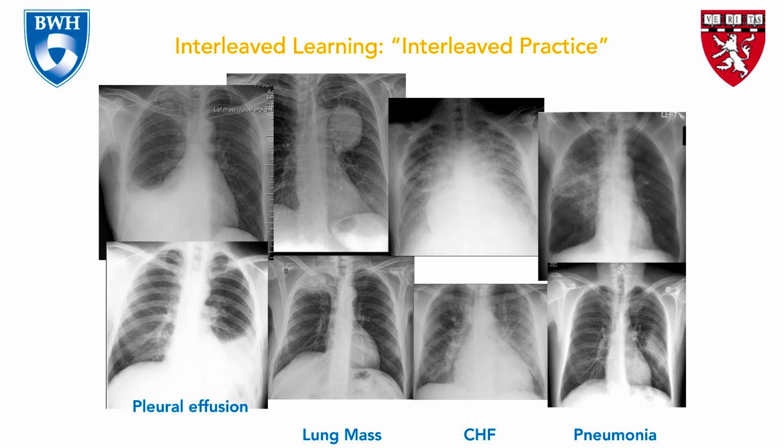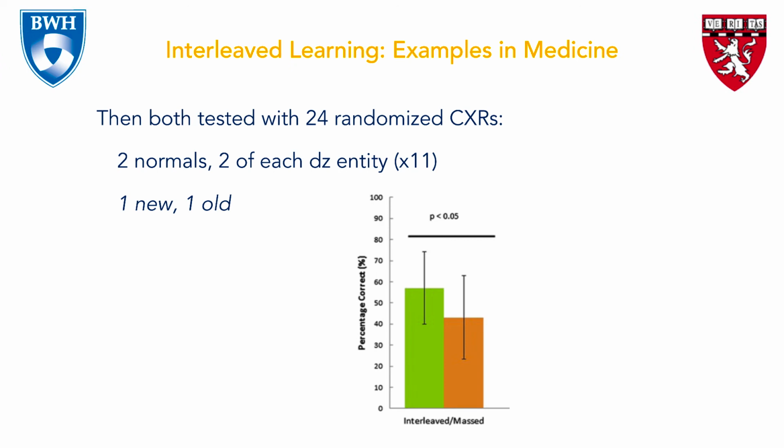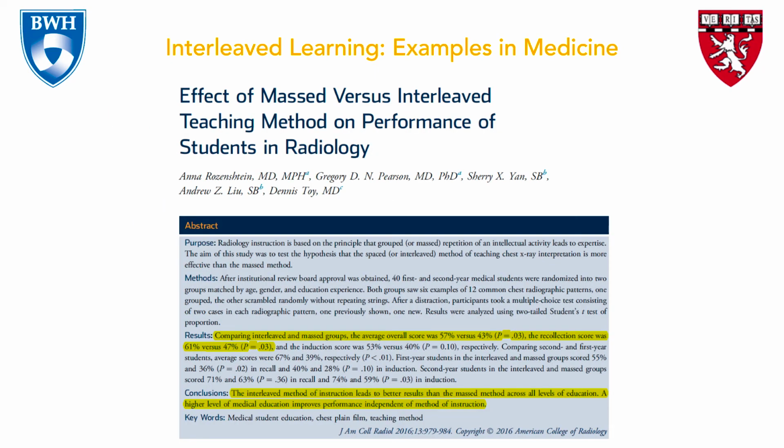After looking at these randomized groups, both of them were then tested with 24 randomized chest x-rays, where they were presented with 2 normal chest x-rays followed by 2 of each disease entity, 1 new and 1 old. The outcomes were that the interleaved group actually performed better on the exam than did the massed group, with a statistically significant value as you see here. Comparing the interleaved and massed groups, the average overall score was 57% compared with 43%, and the recollection score was 61% versus 47%, both showing statistical significance.